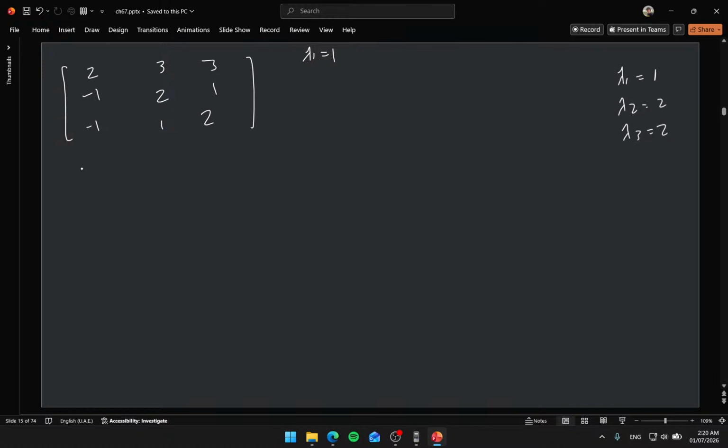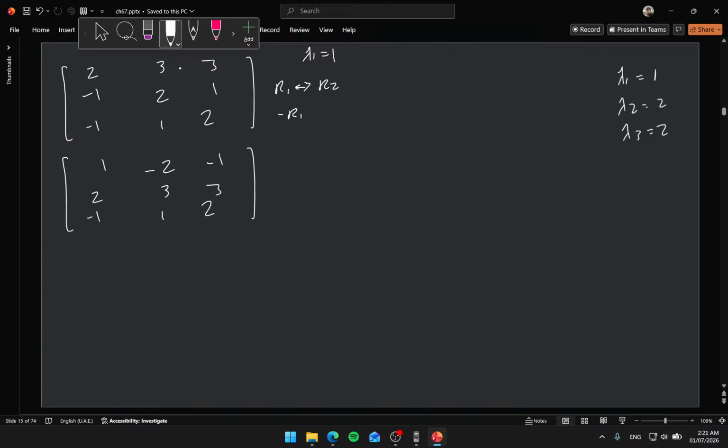Next we row reduce. So first let's interchange row 1 with row 2. So that's gonna get this, and then this, then multiply by negative, so that's negative, negative, but this is positive. Then we do negative 2 row 1 plus row 2.